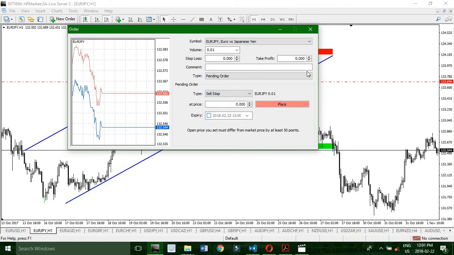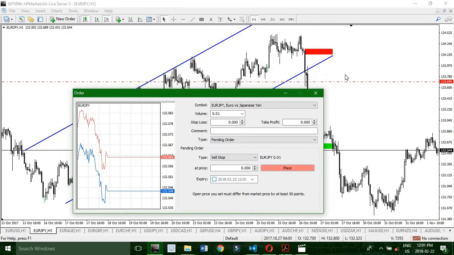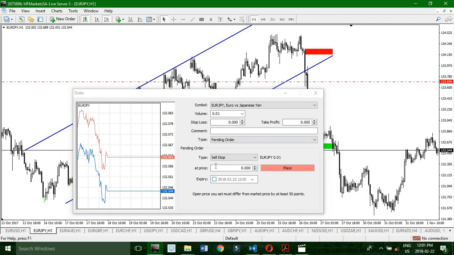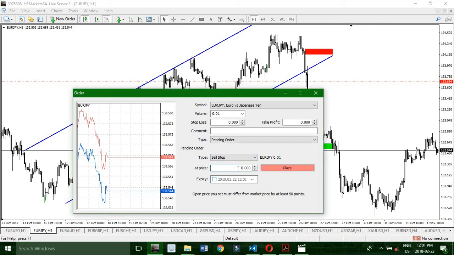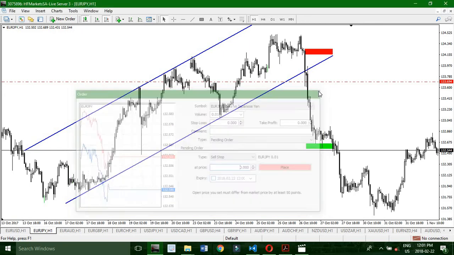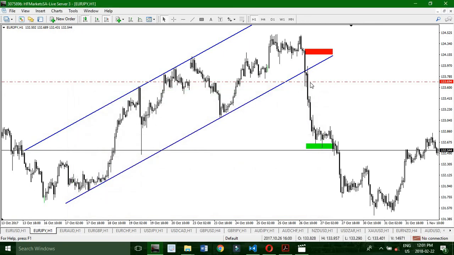And then this entry level here, let me show you. This entry level will be your price over here, and since it's a sell stop, you just place your trade and wait for price to trigger you into the trade and start selling off. That's how easy it is, guys. So yeah, that's it with my technical analysis, chart patterns.